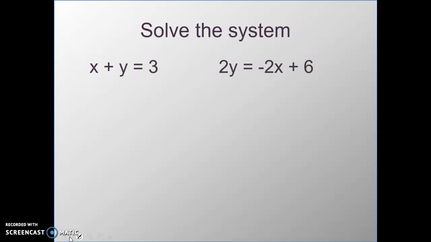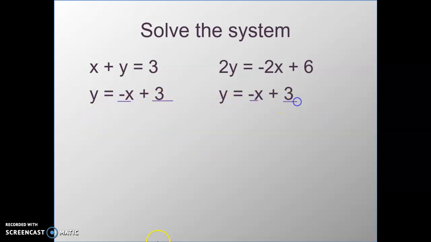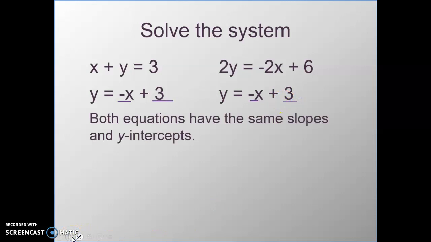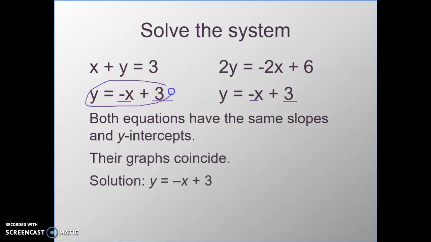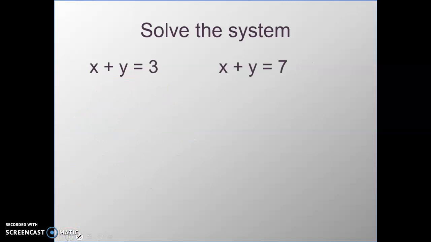x plus y equals 3 and 2y equals negative 2x plus 6. We find that the slope for both of these is negative 1, and the y-intercept for both of these is positive 3. These are the same slope, the same y-intercept, and therefore the same line. So we say that these coincide, and our solution is the equation for the line. That will cover all the points on the line. Let's take a look at this one.